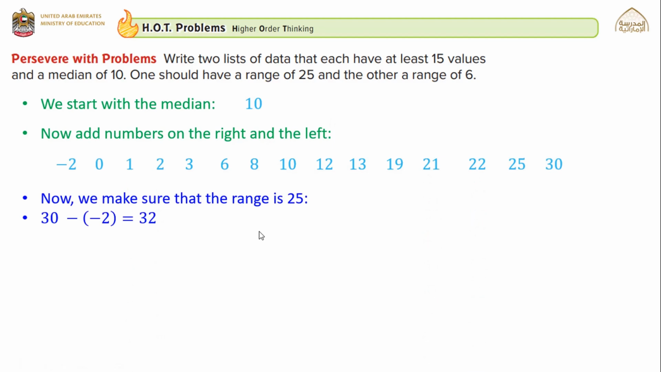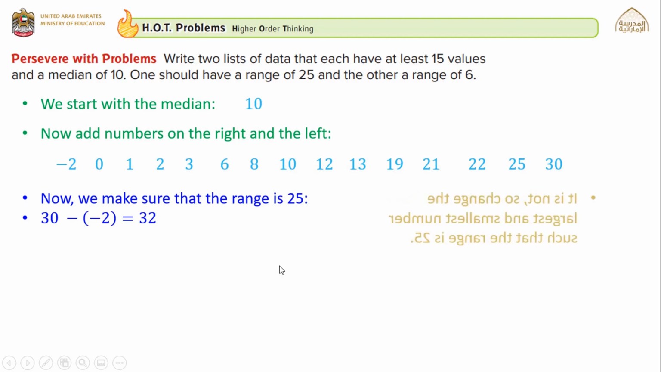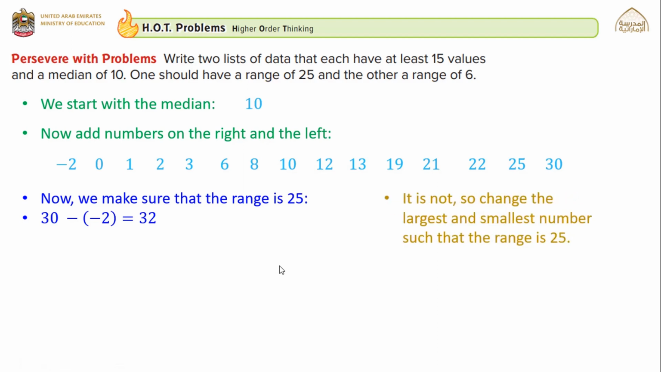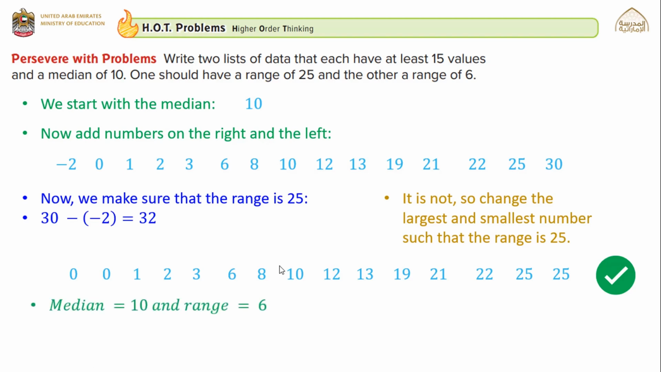Now, we make sure that the range is 25. 30 minus negative 2 is 32. It's not. So we need to change the largest and the smallest number so that the range is 25. Now it works. 25 minus 0 is 25, with the median of 10. For the range of 6, we will need to add some decimals here because we need to make sure that the difference between the highest value and the smallest value is 6.